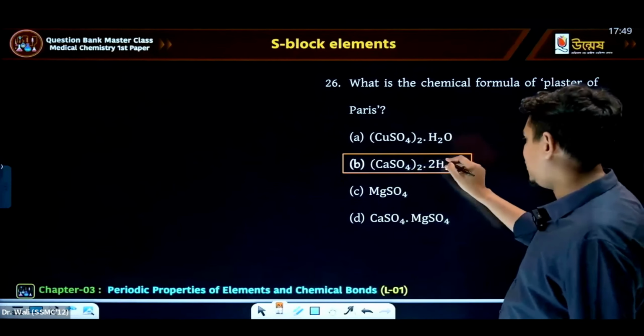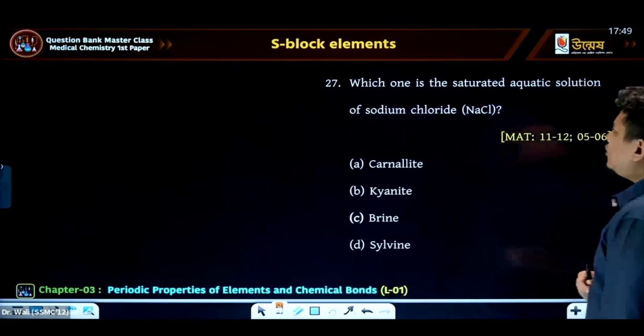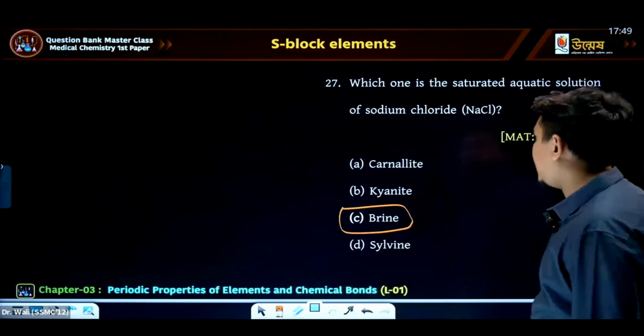The correct answer will be calcium sulfate with 2 molecules of water, but the water will be 1 molecule. This one will be the correct answer, not the 2 molecule water one. Okay, which one is the saturated aqueous solution of sodium chloride? Saturated aqueous solution of sodium chloride is called brine.